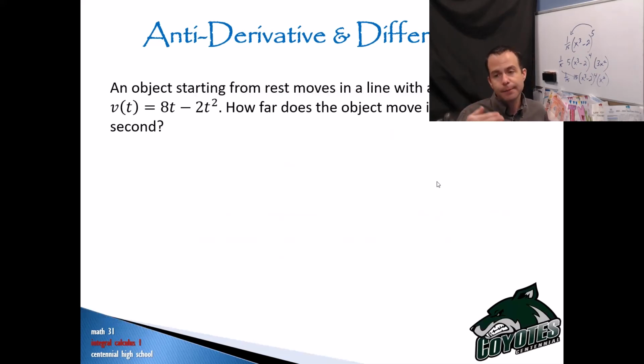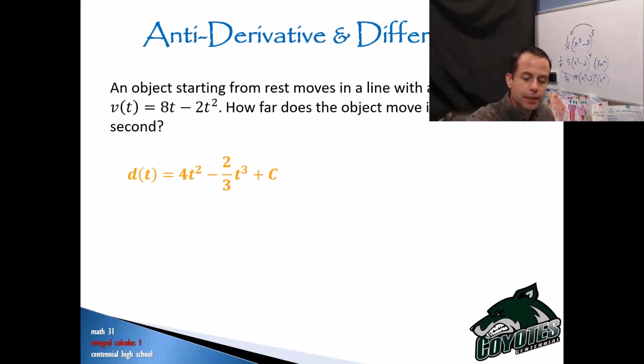So I have to take my v of t and find the antiderivative in order to switch this to a d of t equation. Okay, so 8t, the t has to become squared. So that'll end up being 4t squared. This 2 has to become a 3, so that'll be negative 2 over 3 t to the 3, and then plus c.